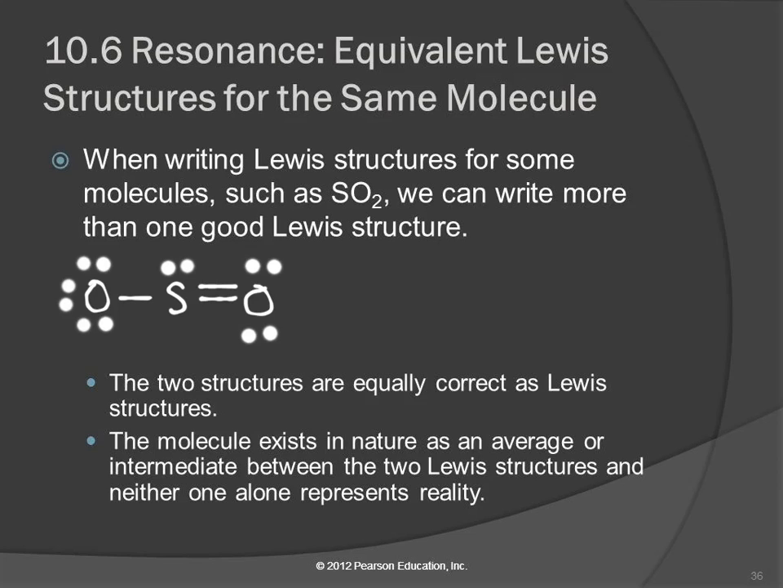What if we started out and went a little differently? Again, 2, 4, 6, 8, 10, 12, 14, 16, 18. Now it's sulfur that's not having the octet. What if we take a pair of electrons from this oxygen and make it into that double bond that we need?